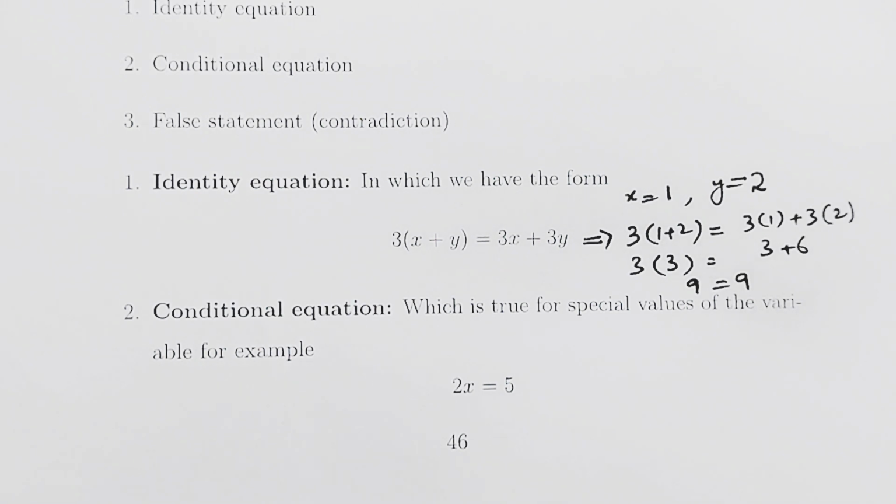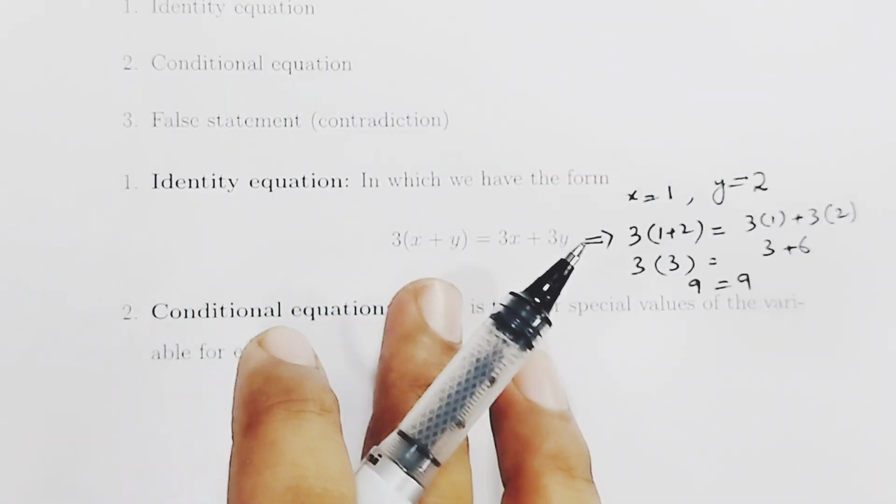Now we will go to the conditional equation. Conditional equations are true for some special values of the variable. For example, 2x is equal to 5. These are called conditional equations.